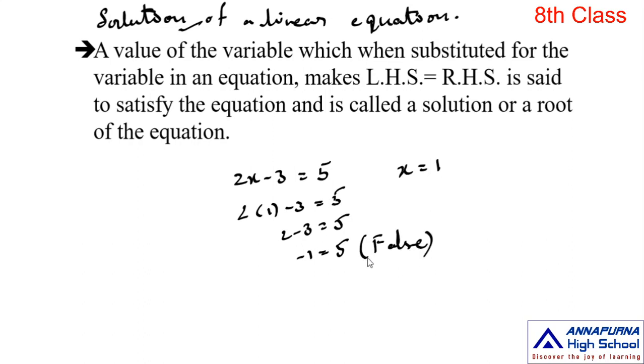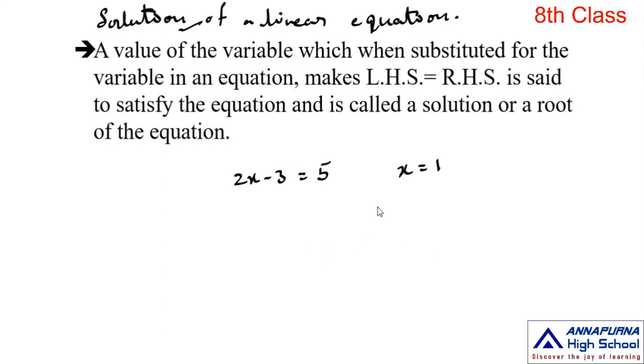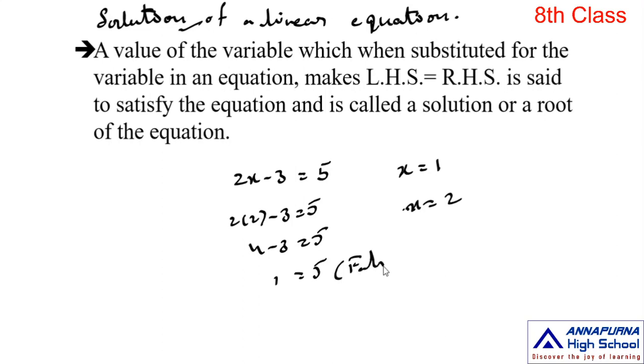Let us take another value of x. x is equal to 2. 2 into 2 minus 3 is equal to 5. 4 minus 3 is equal to 5. 1 is equal to 5. It is also a false statement.